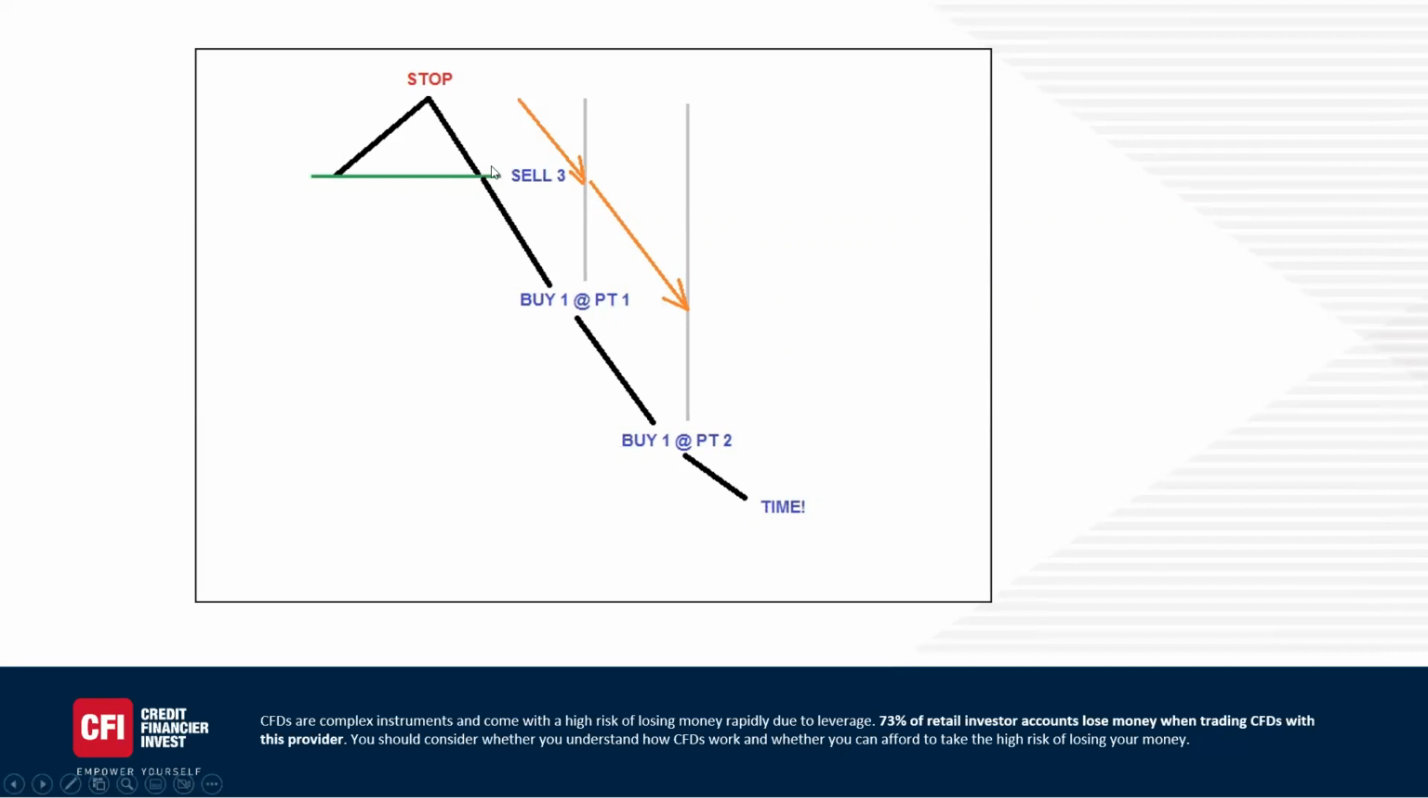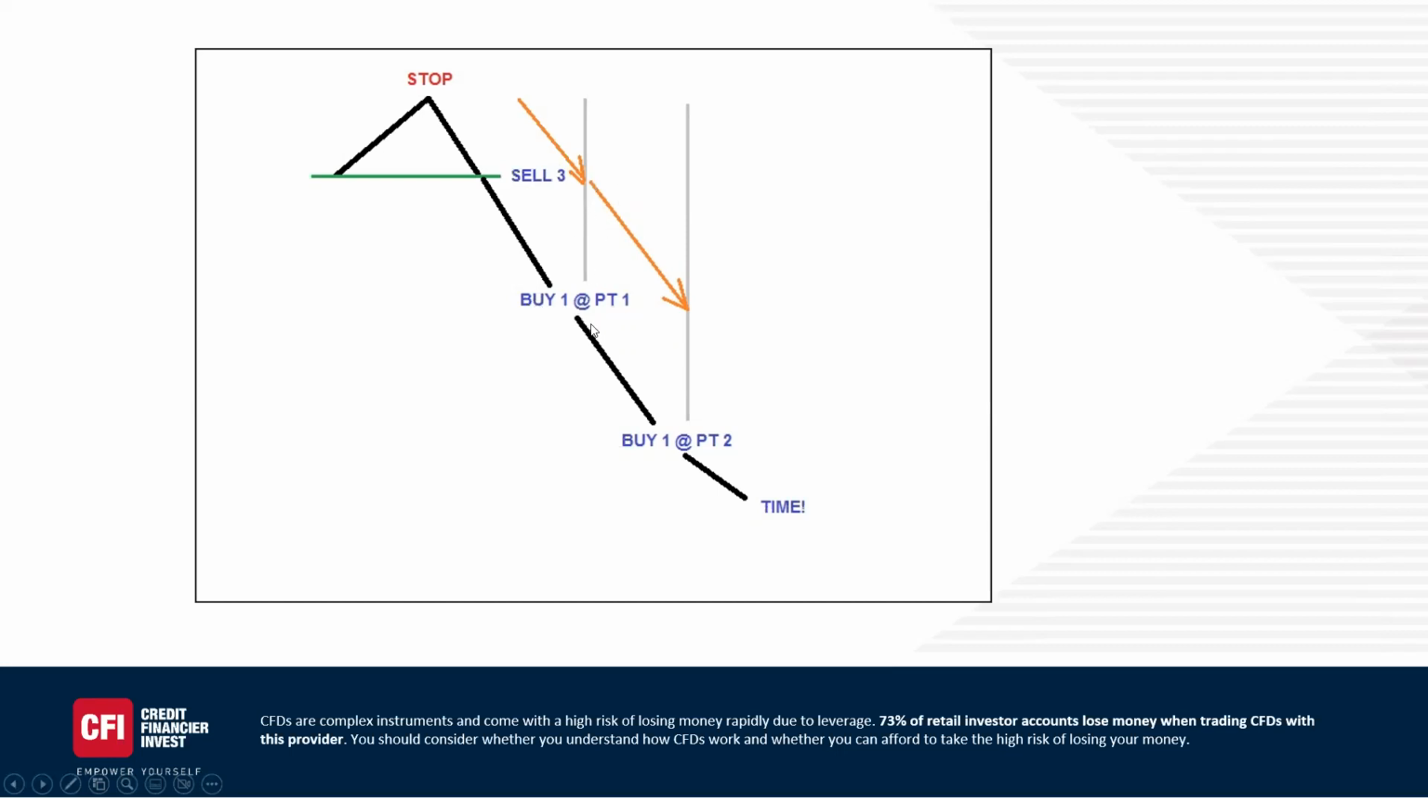The market continues down, hits my first target, PT1, at which point my limit order kicks in and I buy back one of those 3 units. I can then move the stop down to break even, so that if the market bounces from PT1 to break even, entry price, I just get out of the rest of the position, the other 2 units, and walk away. I've taken a small profit.